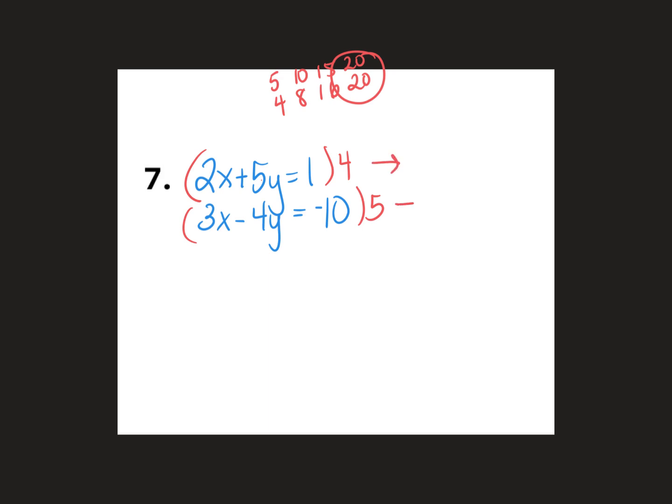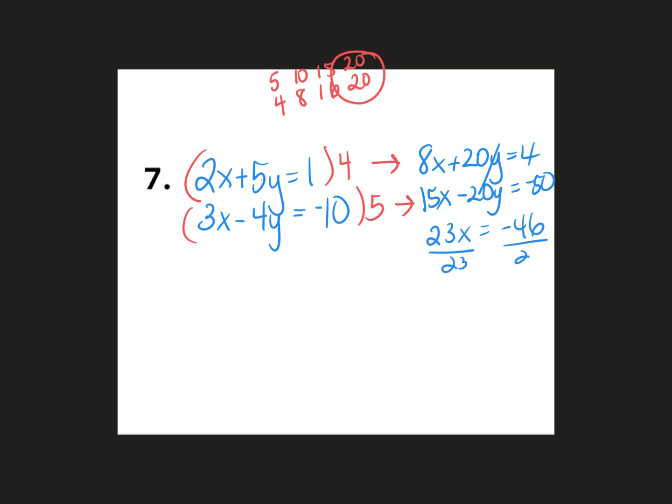All right, let's figure out what will be our new equations that we'll get. I am going to get 8x plus 20y equals 4, and 15x minus 20y equals -50. And I'm going to get 23x equals negative 46. Divide by 23. x is going to equal negative 2. So x is negative 2.